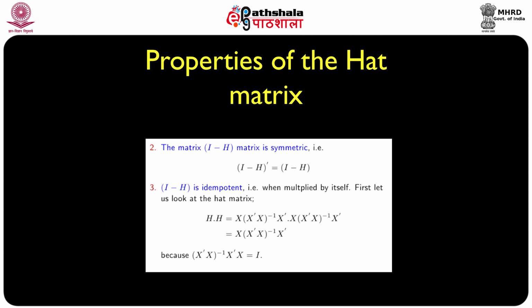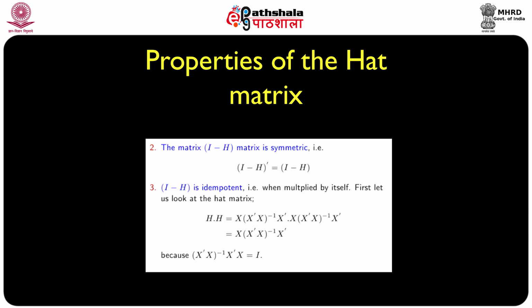The second property of the hat matrix is that the matrix I minus H is symmetric. In other words, (I minus H) prime equals I minus H. So if we transform the rows into columns in this matrix I minus H, we get the same matrix. The third property of the hat matrix is that I minus H is idempotent. That is, when multiplied by itself, I minus H gives us the same result, I minus H.